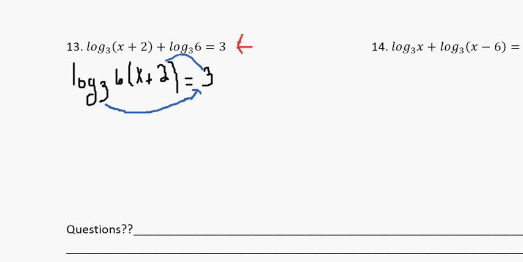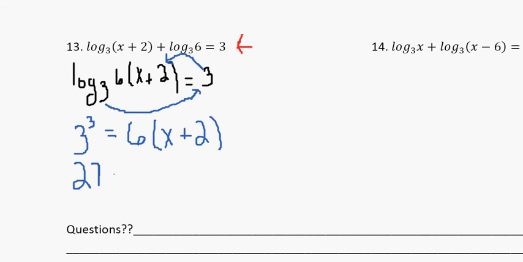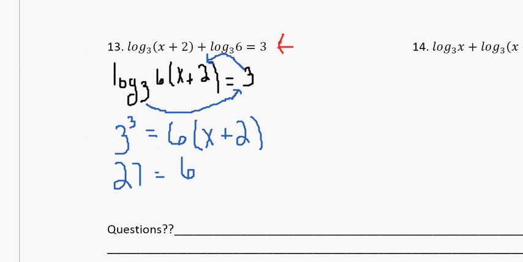3 to the third power equals 6 times the quantity x plus 2. And you have a very simple equation to solve. You get 27 equals 6x plus 12, because I have to distribute the x. Let's erase that mark I made.